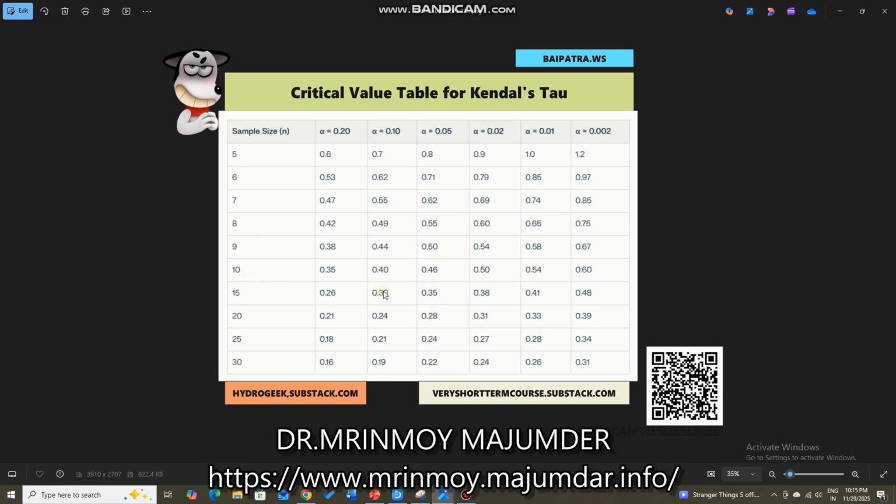I think it's better you use the unitary method, right? Okay, so for 10 it is 0.46, so for 12 how much will it be? 0.46 divided by 10 multiplied by 12. That will give you the critical value of Kendall's tau.